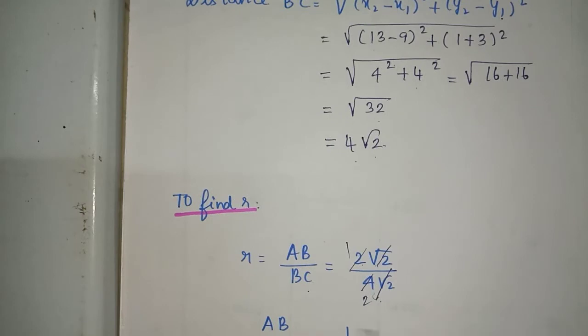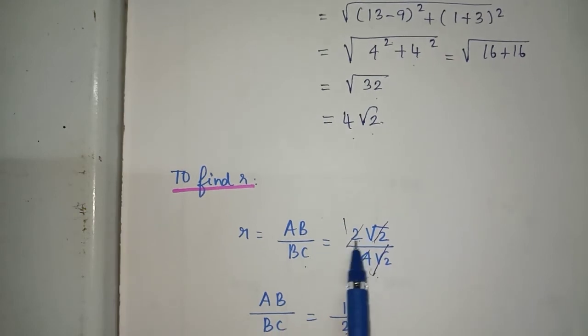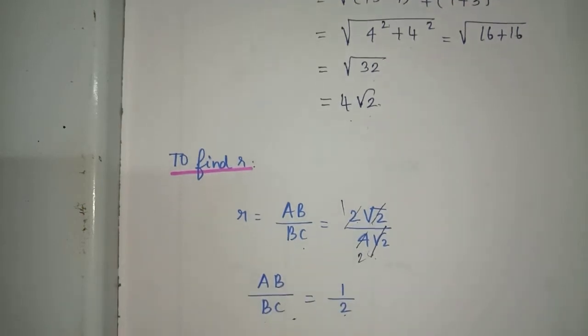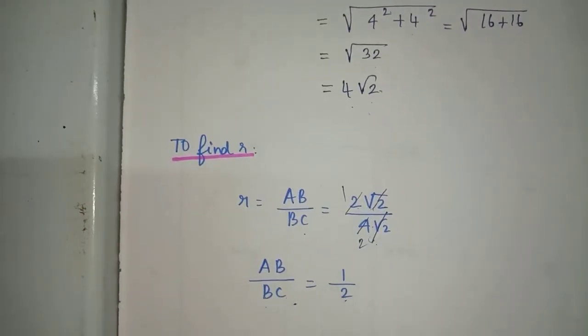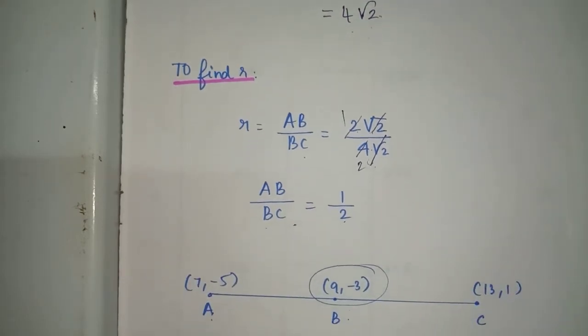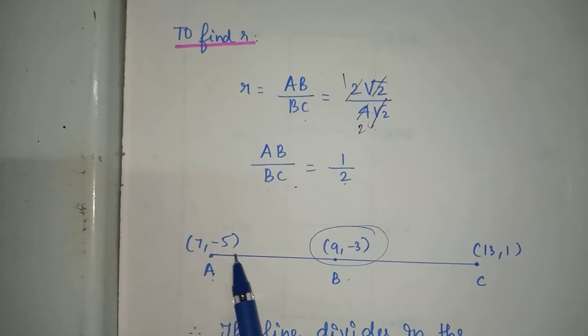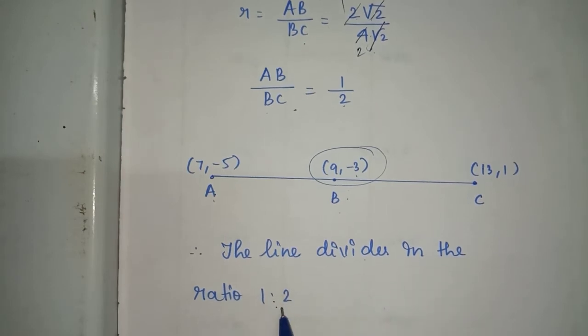To find the ratio r, which is equal to AB by BC, we found the distance of AB is 2 root 2 divided by the distance of BC is 4 root 2. So root 2 gets cancelled, 2 and 4 cancel, which means AB by BC is equal to 1 by 2. So we know the line segment ABC. A is 7, minus 5, B is 9, minus 3 and C is 13, 11. Therefore, the line divides in the ratio 1:2.